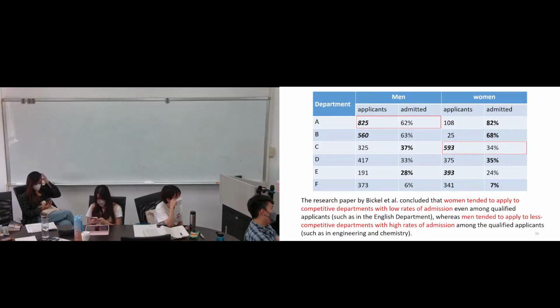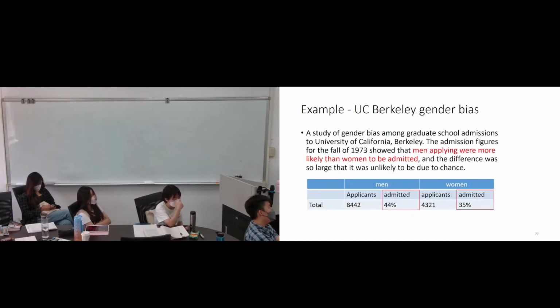So this is a Simpson's paradox. When we look at unaggregated data and aggregated data, we have opposite conclusions. So this is called Simpson's paradox. Questions?